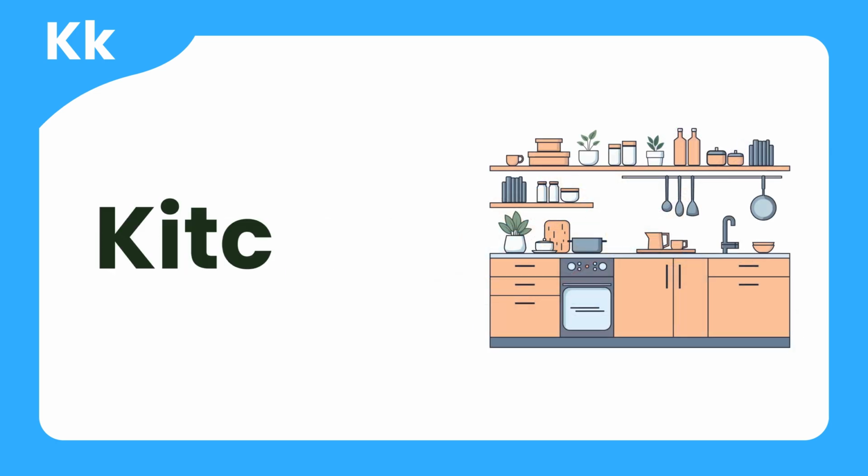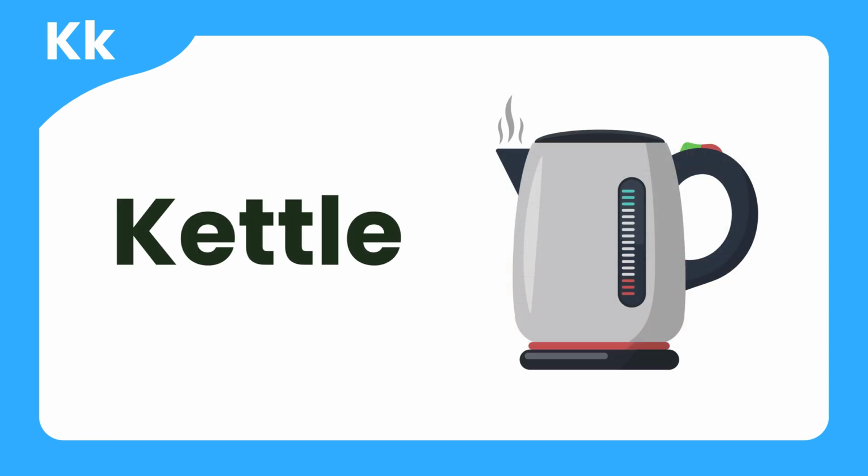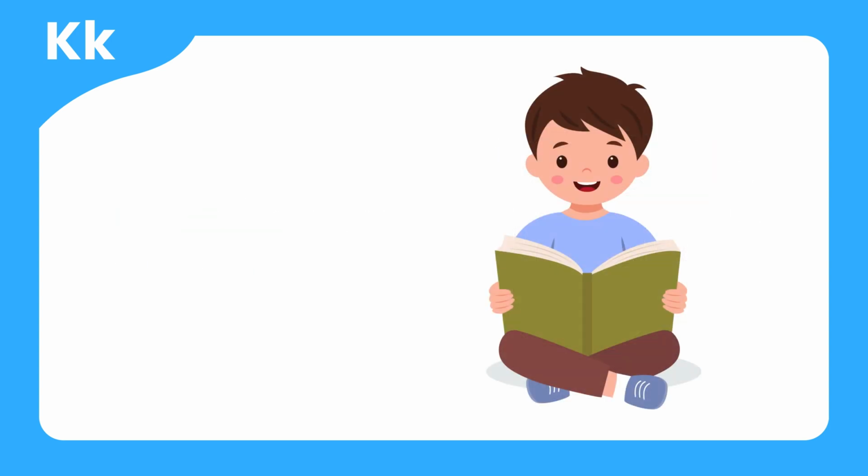K is for kitchen. We cook food in the kitchen. K is for kettle. The kettle boils water for tea. K is for kid. The kid is reading a book.